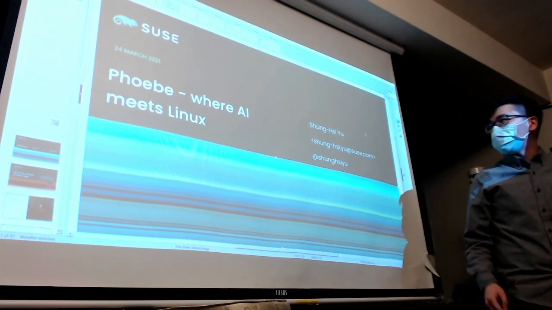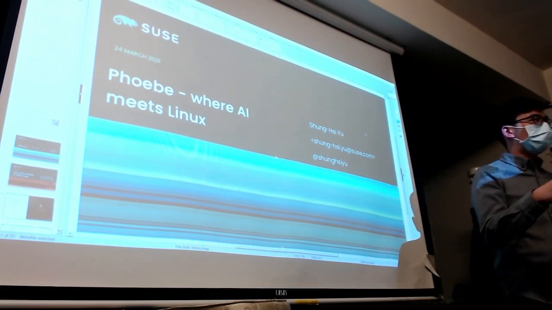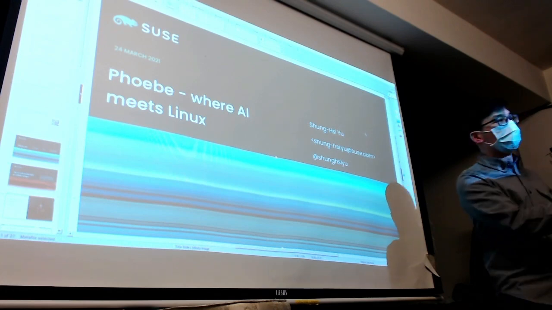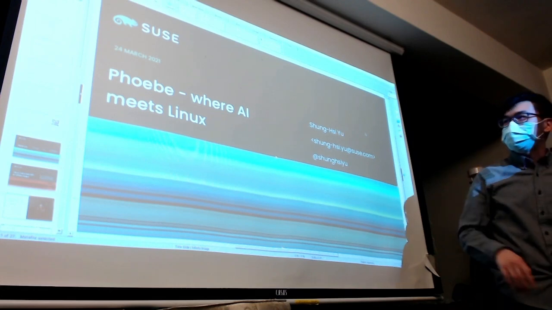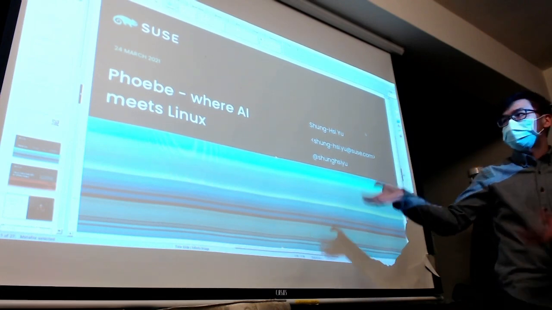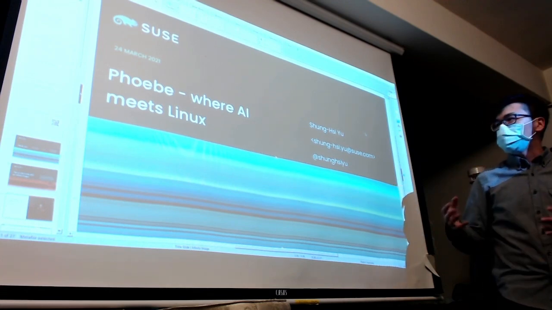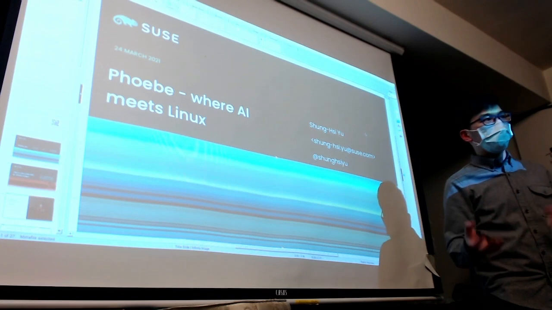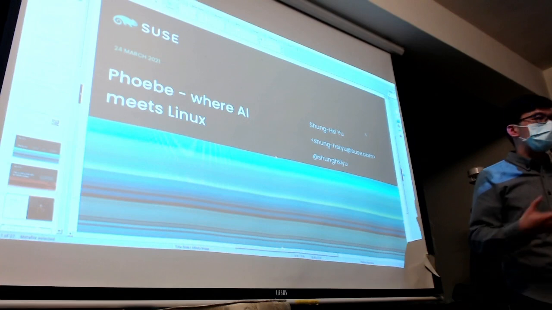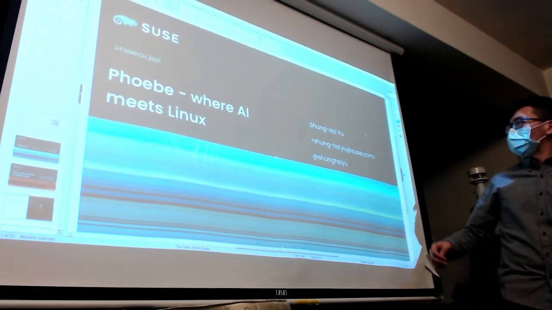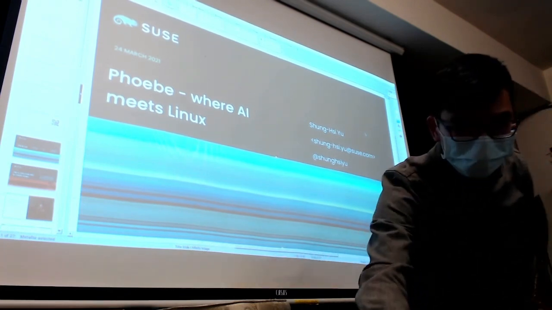Hello. I'm Shung-Hsi and I work at a company making a Linux distribution, kind of like Ubuntu, Canonical, or Red Hat. And I want to give a quick introduction to one of the projects that I'm working on right now. It's called Phoebe, and what we're trying is to use AI on Linux itself and see if there is some benefit we can get from it. And if you're interested, you can reach me at my Twitter handle or the email. Both are fine.